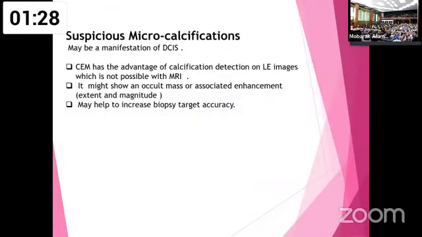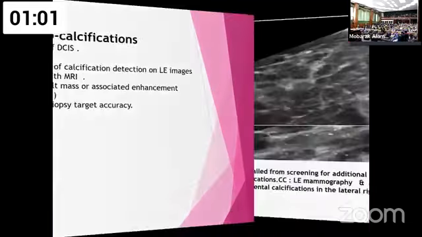Suspicious microcalcification may be a manifestation of ductal carcinoma in situ. So, contrast-enhanced mammography has an advantage over MRI in detection of this calcification, which is not possible in MRI. It also may show any occult masses and associated enhancement, and also increases the accuracy of targeting the biopsy site.